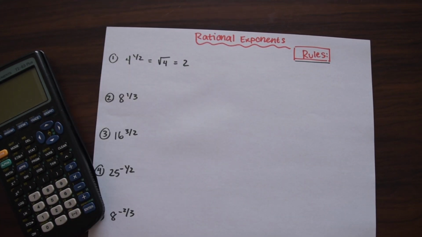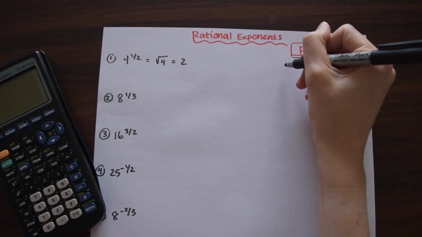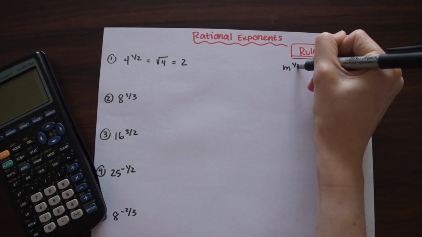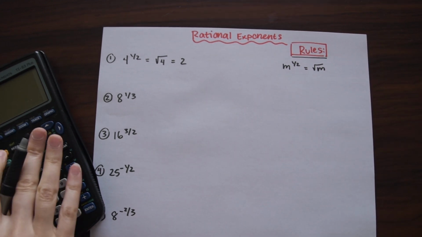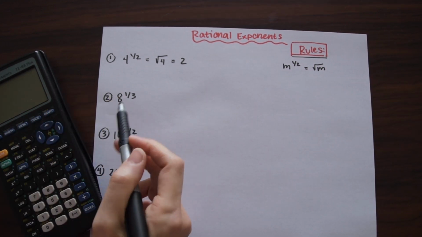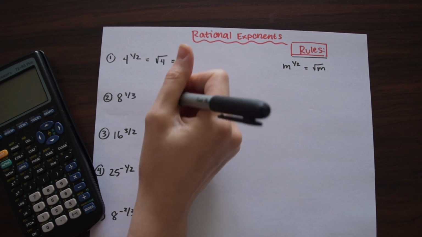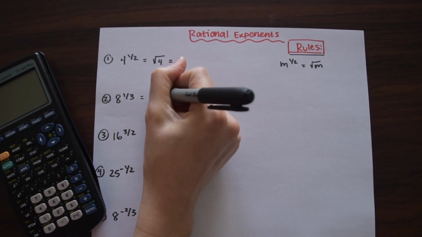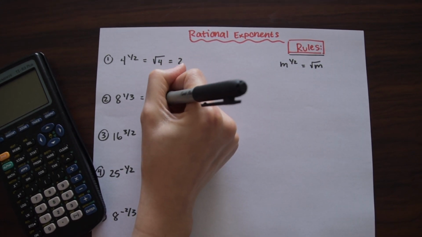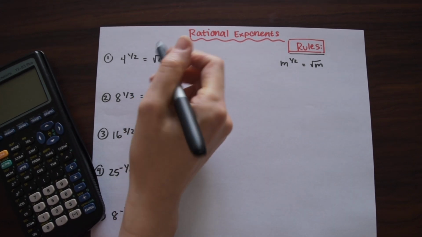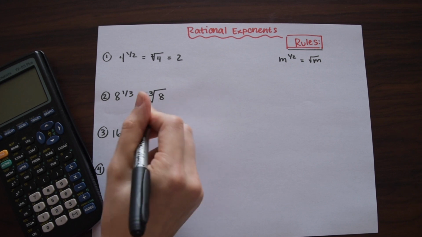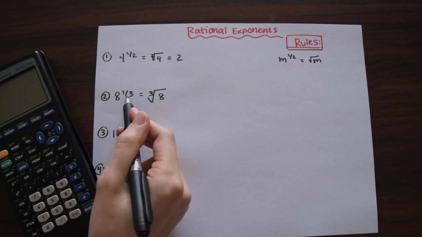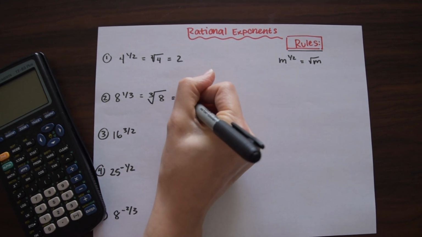So if we wanted to write a rule to show this, we would say m raised to the 1/2 is equal to radical m. Looking at our next rational exponent, we have 8 to the 1/3. This is actually equal to the cubed root of 8. Here, there was kind of like a little 2 here, but you just don't see it. And here, we have a cubed root because of this 3 down here. And this is also equal to 2.